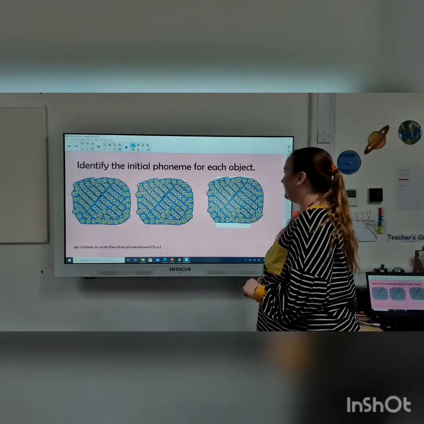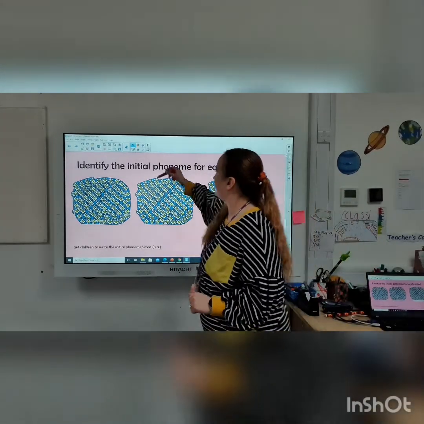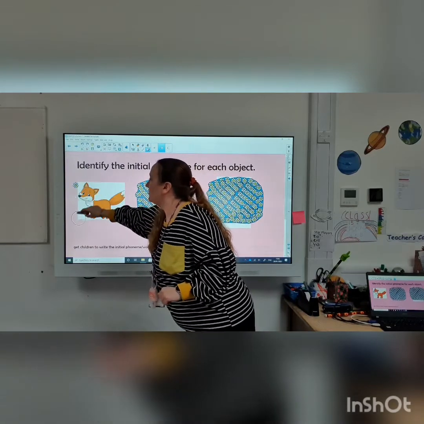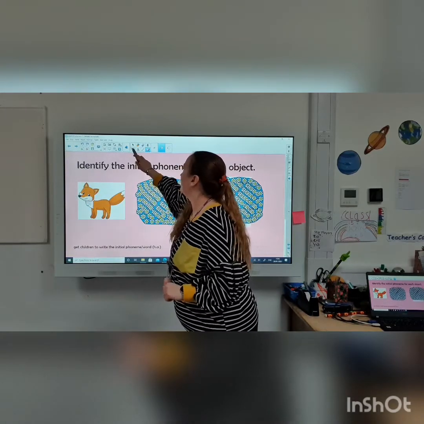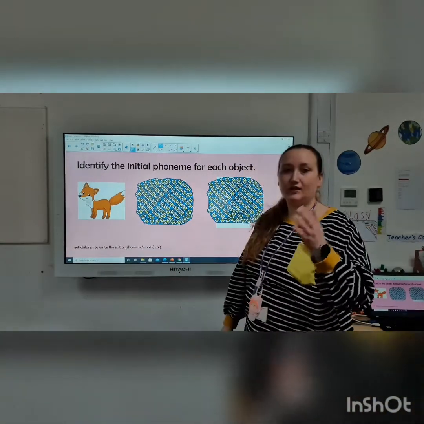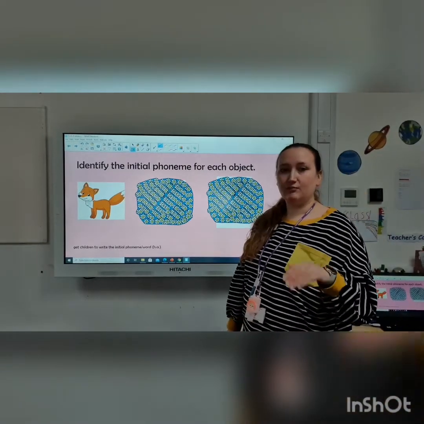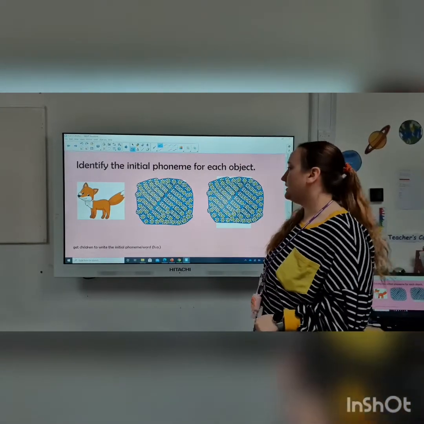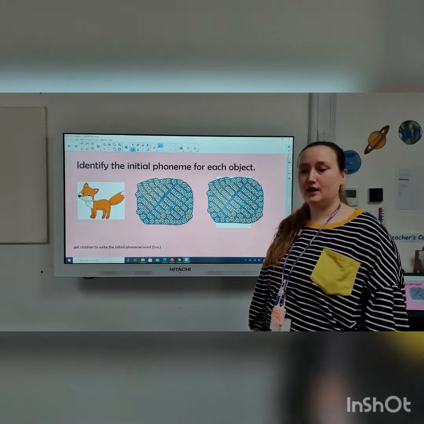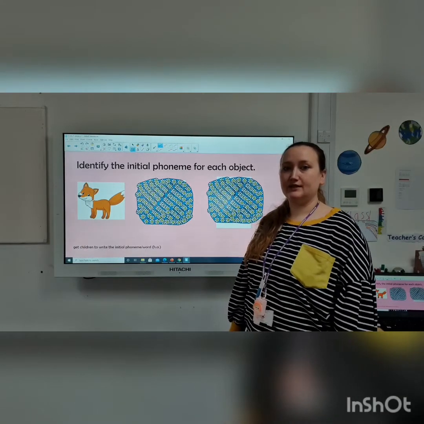Okay, so now we're going to identify the initial phoneme in these words. I've started to make them really tricky, just to give you a really good challenge. If you find it a bit hard, don't worry. You can just do the initial phoneme writing if you want to. And then if you want to give yourself a big challenge, you can write the whole word, okay? So we have got here a fox. And what is the initial phoneme in fox? It's f, isn't it?